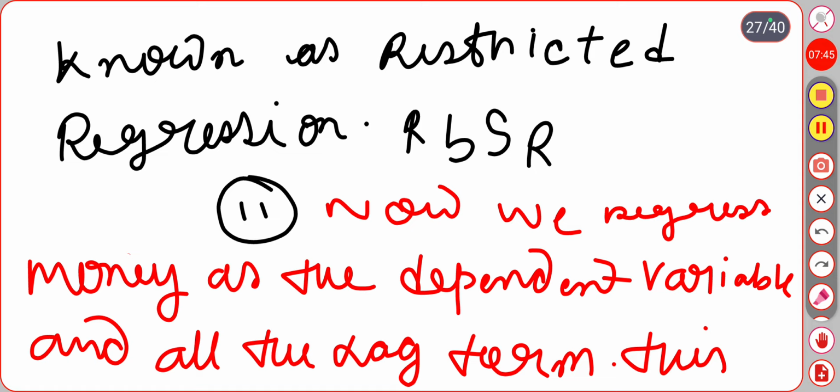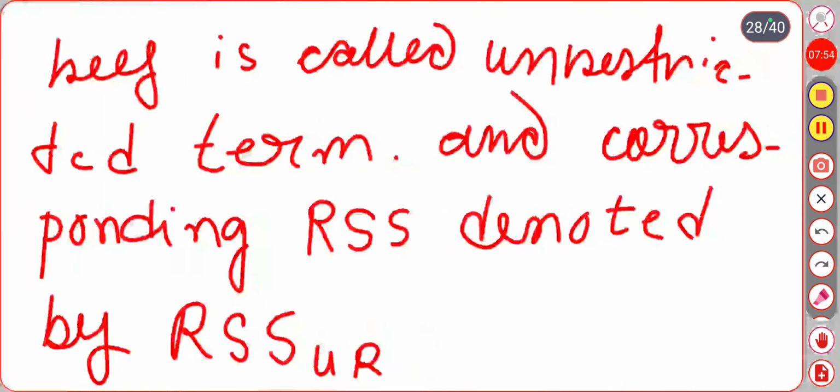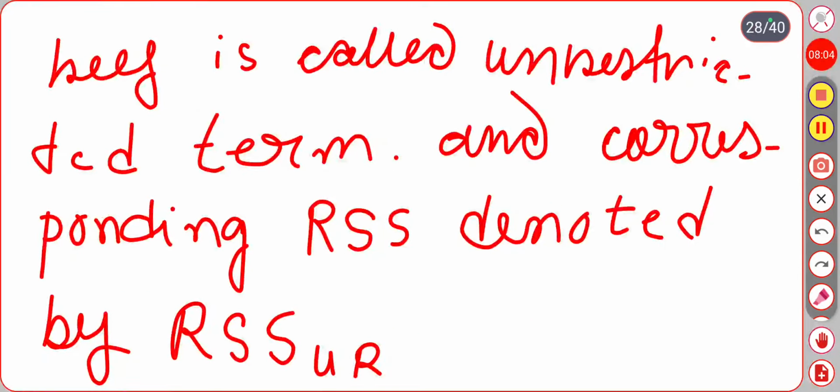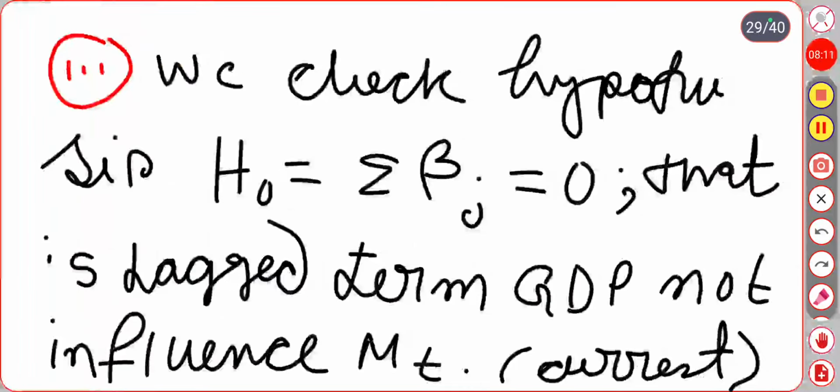is denoted by RSSR. Now we regress money supply, the dependent variable, on all the lag terms. This regression is called the unrestricted model. Here we consider all the lag terms, and the corresponding residual sum of squares is denoted by RSSUR because it is the unrestricted model. We now check the hypothesis whether current money supply depends upon the lag value of GDP or not.